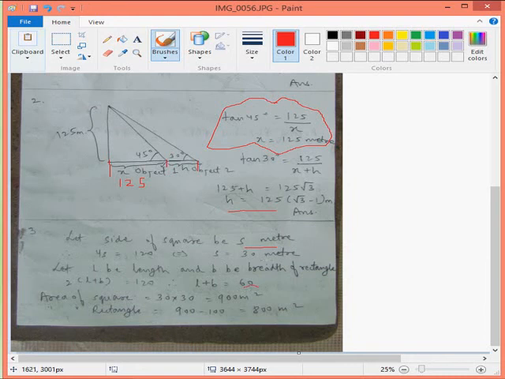One side of the square is 30 meters, so the area of the square will be 30 into 30, that is 900 square meters. In the question, it has been told to us that the area of the square is 100 square meters more than the area of the rectangle. So the area of the square is 900 square meters, and the area of the rectangle will be 100 square meters less than 900.